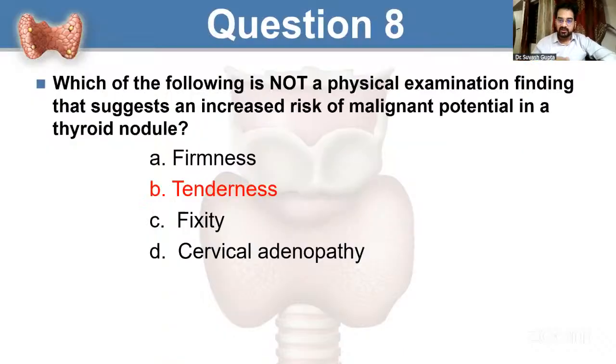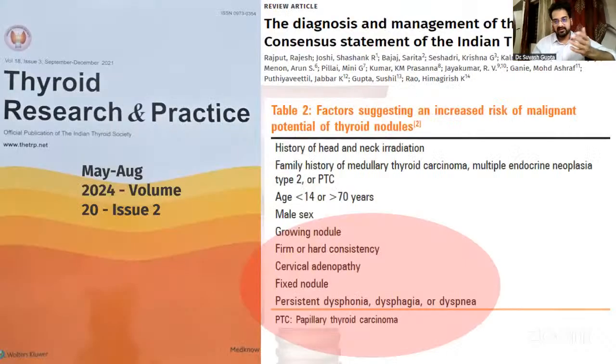Which of the following is not a physical examination finding that suggests an increased risk of malignant potential in a thyroid nodule? We must ask these questions to all our patients. Firmness, fixity, and cervical adenopathy, among others, are an indication that there is increased risk of malignancy, but not tenderness.